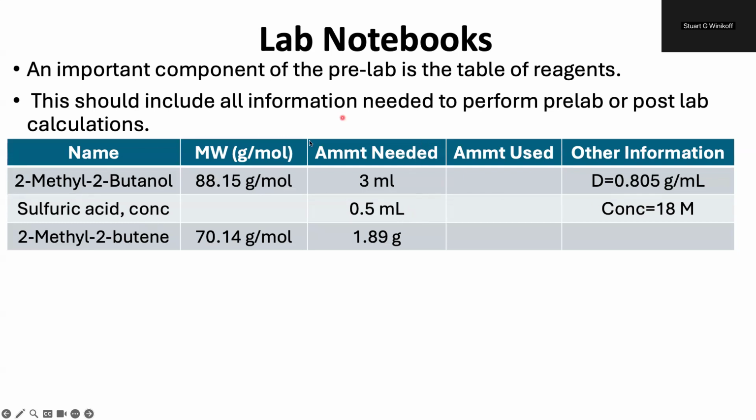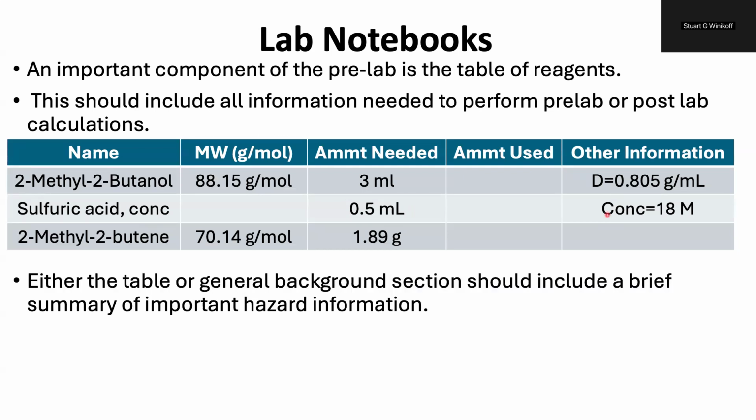Also, you want to list the amount you need, but you also want to leave room for the amount you actually use. These two are different, and having a clear designated amount used means you don't need to dig through your lab manual or your lab notebook when you're writing up your results. Also, make sure to leave space for other information. This could include things like density or concentration, or oftentimes other safety information.